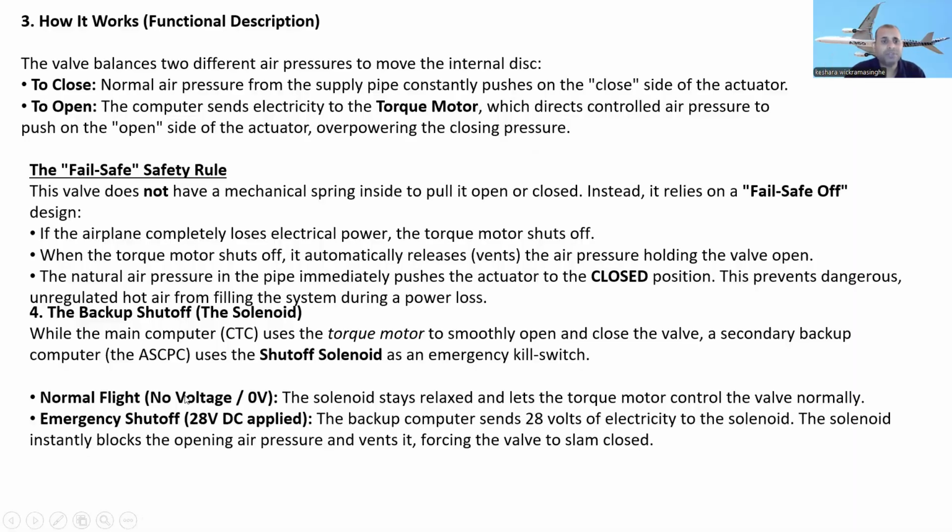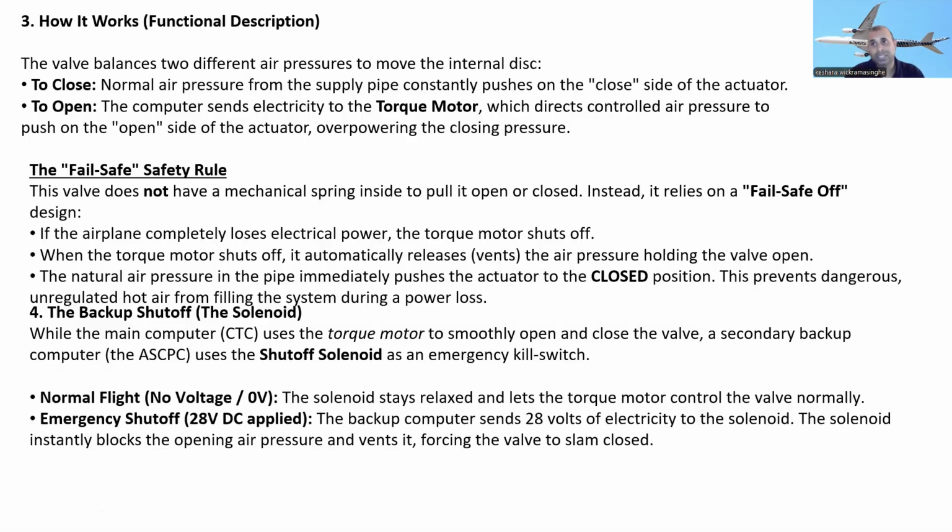Right, in normal flight, with no voltage or zero voltage, the solenoid stays relaxed and lets the torque motor control the valve normally. In an emergency shut off, 28 volts DC is applied to the solenoid. The backup computer sends 28 volts of electricity to the solenoid. The solenoid instantly blocks the opening air pressure and vents it, forcing the valve to slam closed.